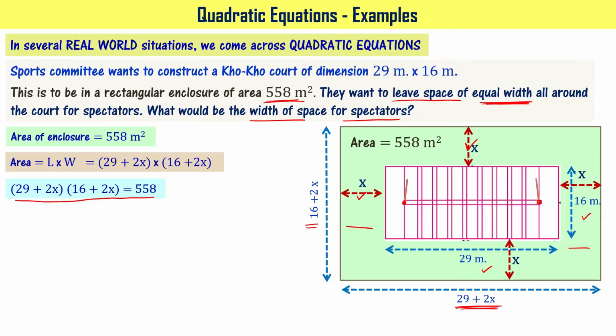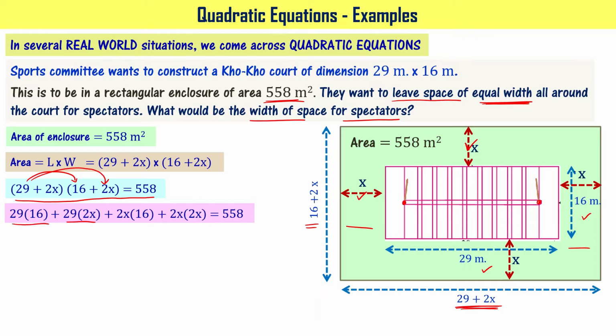Let's do that now. For that, I can write this equation as 29 times 16 plus 29 times 2x, right? That's what I have written here. And 2x times 16 plus 2x times 2x, right? That is equal to 558. And when you simplify this, 29 times 16 is 464, and 29 times 2x is 58x, and 2x times 16 is 32x, and 2x times 2x is 4x square. That is equal to 558, right?